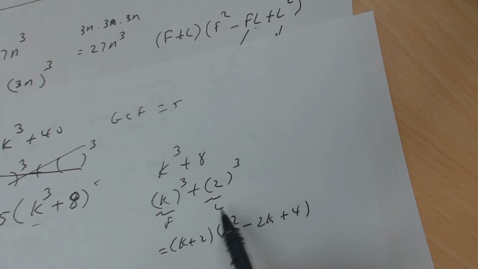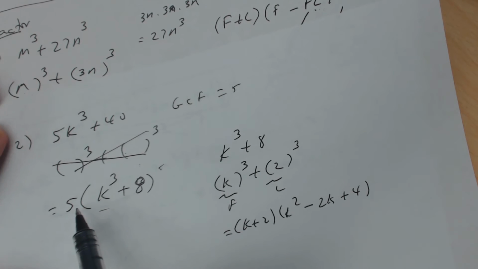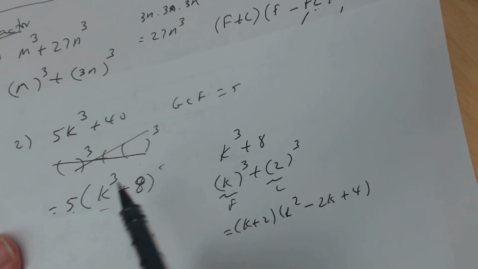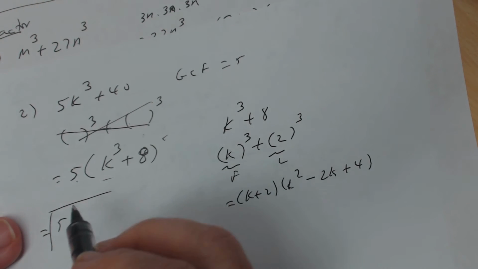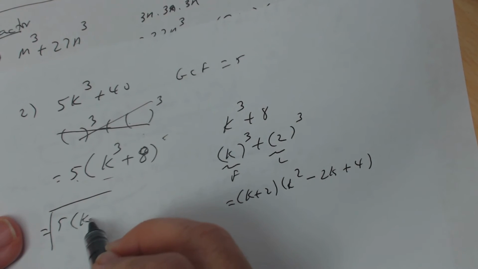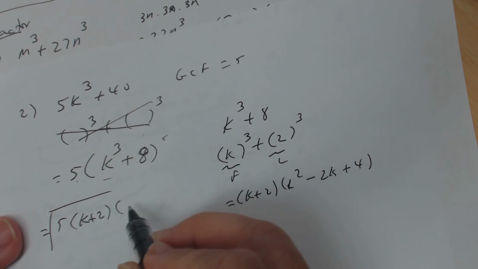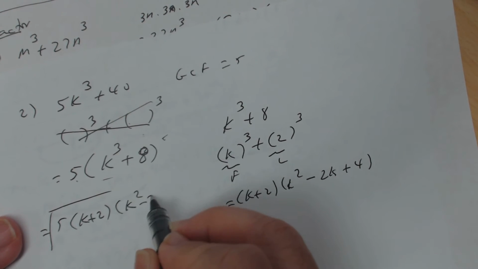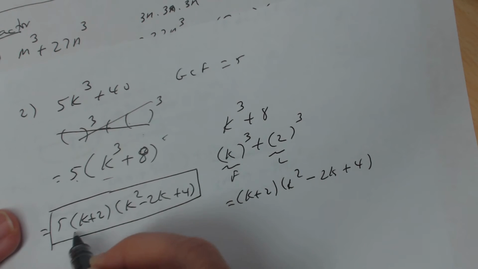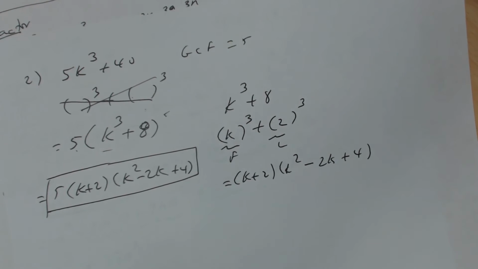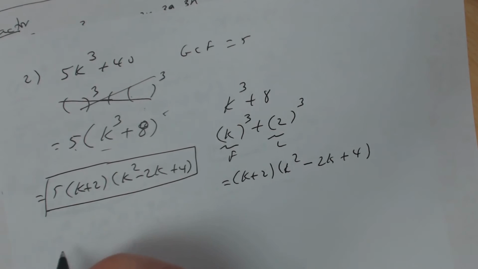Now, don't make a mistake and write this as your final answer to the original problem, because in the original problem, remember, we took out the GCF, which is 5, so 5 has to be part of our answer. So we have 5 times k plus 2 times k squared minus 2k plus 4. And so there's the answer here. Okay? All right, let's look at number 3.